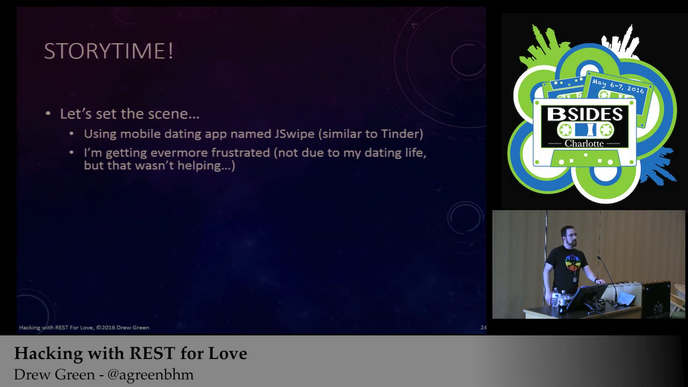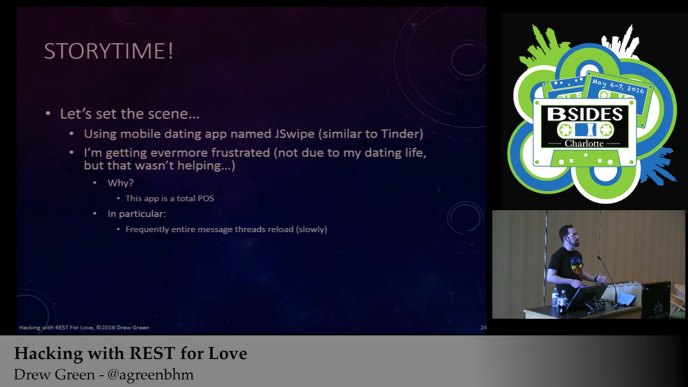So I'm getting more and more frustrated, not fully because my dating life was awful, but the main reason is the app sucks, it's a total POS. In particular, so frequently entire message threads were reloading, and really slowly. So I'd open up the app, oh, I have a message. Oh, look, here's every message coming through again. What's up? Messages randomly not coming through. I prefer all of them to come through rather than none of them to come through. So that was annoying too.